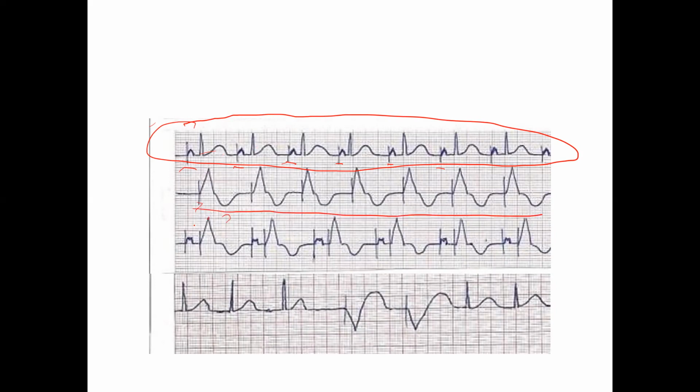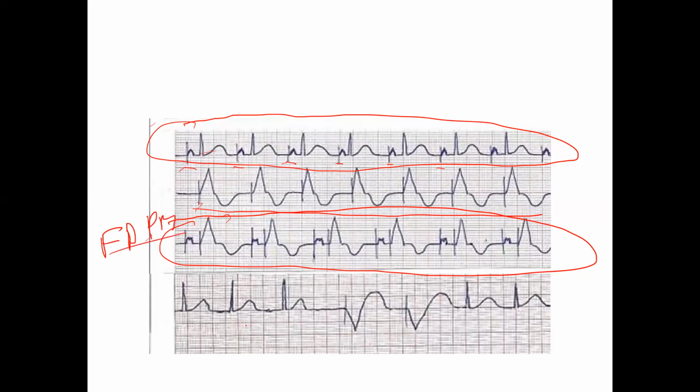And what do you call this one? It's coming every time, but 2 spikes per beat. So what do we call that? Dual chamber pacemaker, and it's fixed. So fixed dual chamber pacemaker. How about this one?